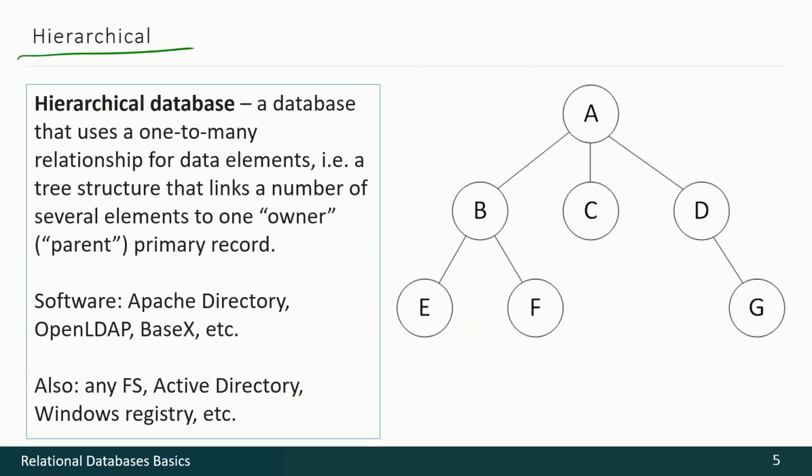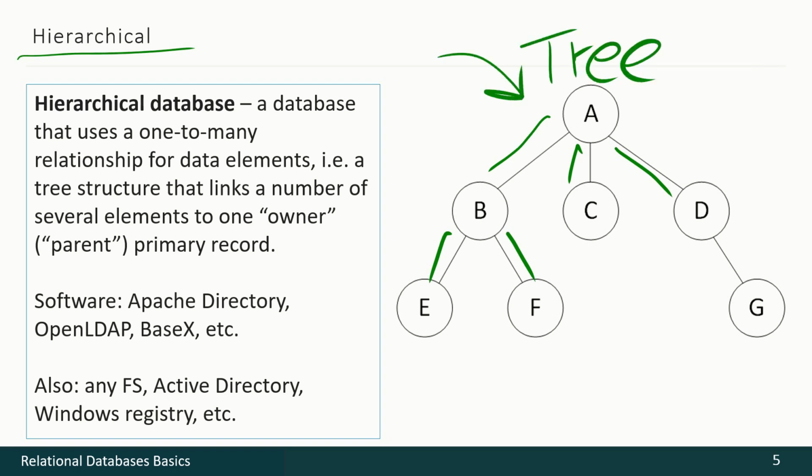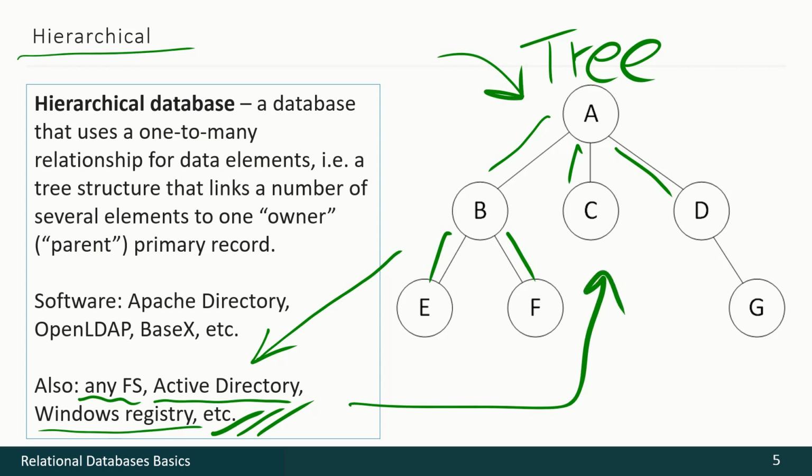Hierarchical databases look rather similar to graph or network ones. The main idea here is to store some structure, some hierarchical structure, like a tree, for instance. Okay, this is just a tree, nothing more. And we have a lot of tree-based structures in our everyday life. Any file system, Active Directory, Windows registry, etc. There are a lot of things that are based on some tree approach.